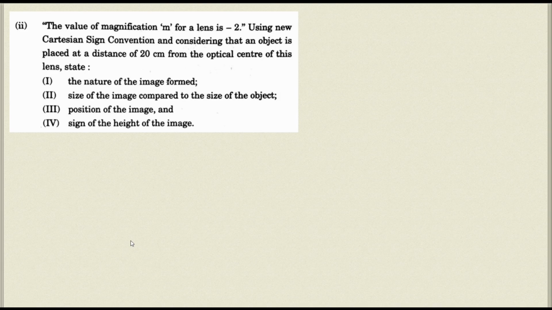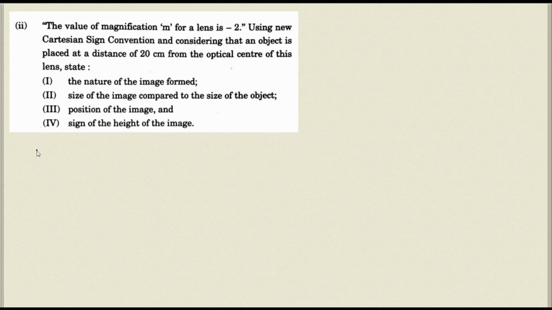Next question. The value of magnification m for a lens is given as -2. Using new Cartesian sign convention and considering that an object is placed at a distance of 20 cm from the optical center of this lens, state the nature of the image formed, the size of the image compared to the size of the object, the position of the image, and sign of the height of the image. So one by one we can solve it.